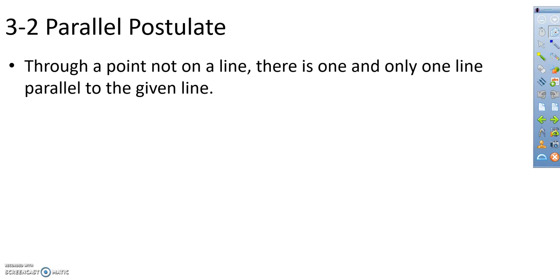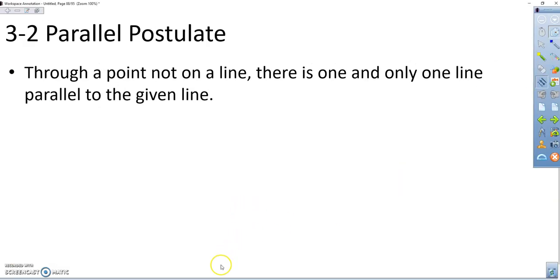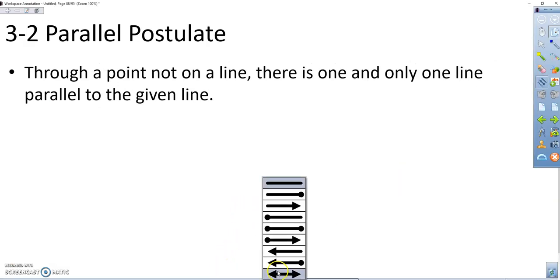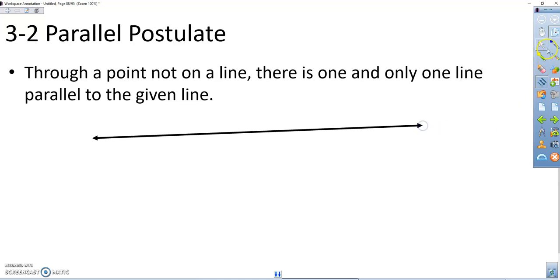Parallel postulate. Through a point not on a line, there is one and only one line parallel to the given line. So stop, draw a picture of what's happening. Through a point, so we have a point that is not on the line. Well, let's draw a line first. There's my line. Okay, I need a point. Let's call this line L. Let's call this point A. There, I've set this part up.